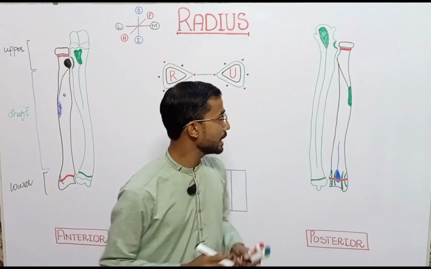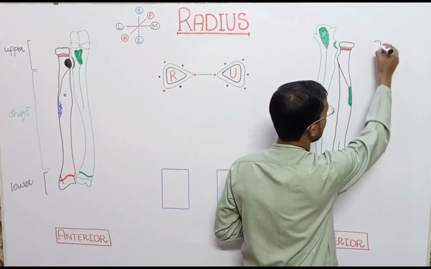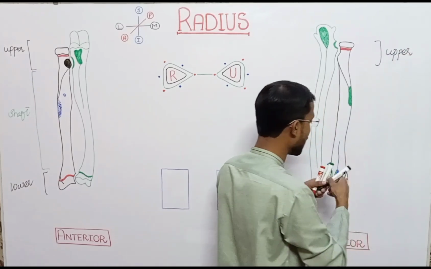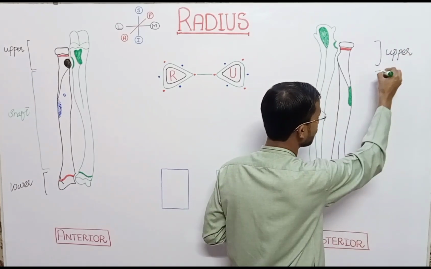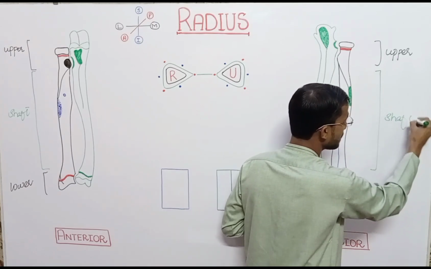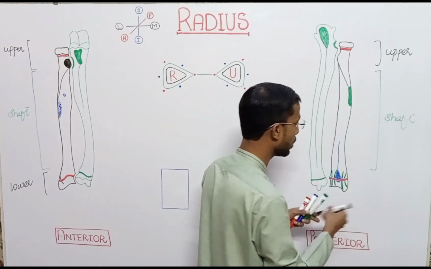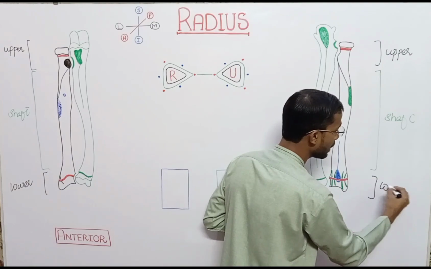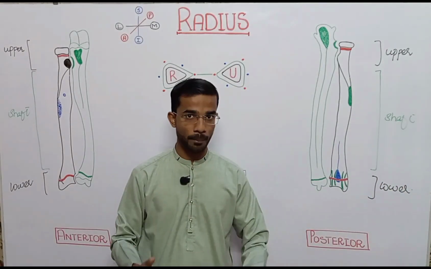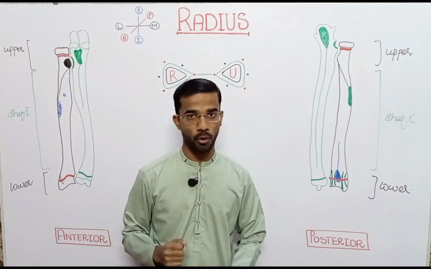Same here: here is the upper portion. The central area will be the shaft region, which is the middle portion. The middle portion is also called the shaft, and last is the lower portion. So we divide the radius into three components: upper, shaft, and lower.